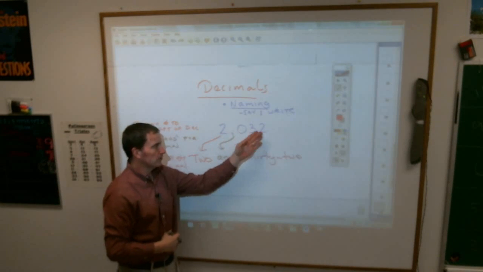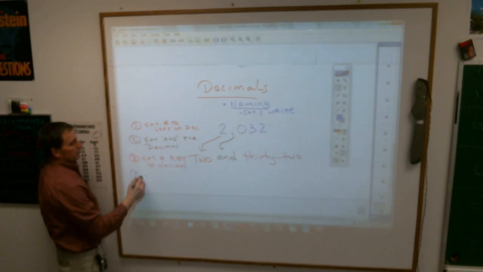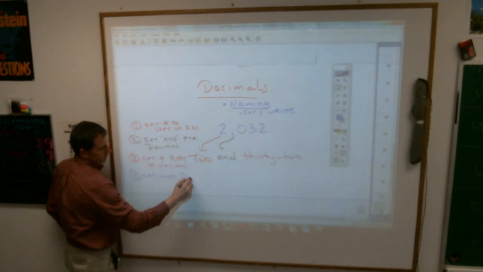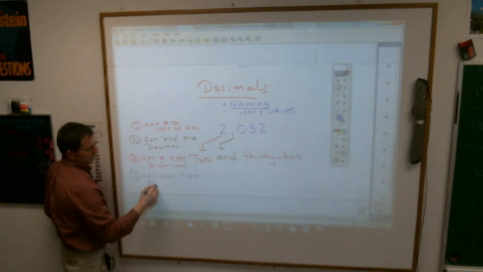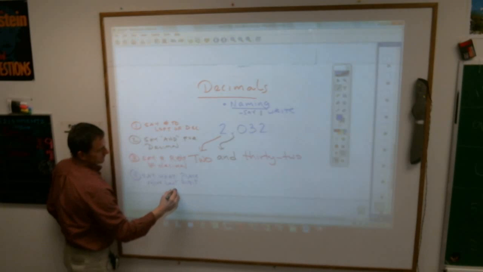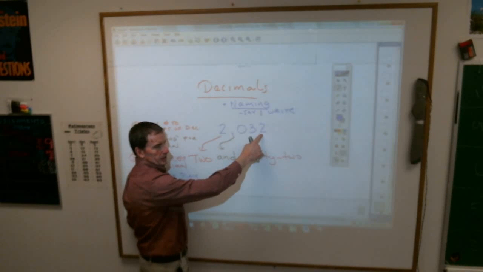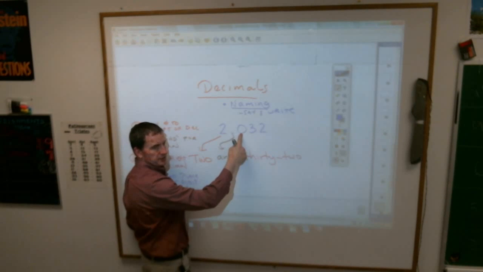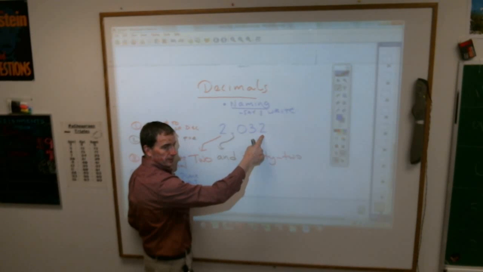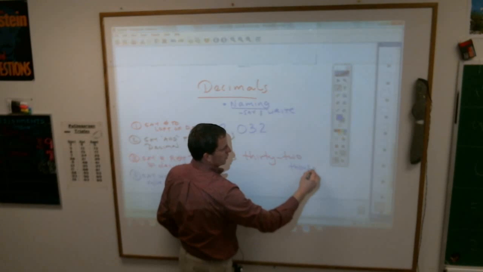2 and 32. And guess what the last thing you do is? You have to say what place value the last digit is in. So you got to know your place values. This 2 is in what place value? This is the tens place. This is the hundreds place. Chase, this is the thousandths place, right? So at the end of this, you'd all have to say thousandths.